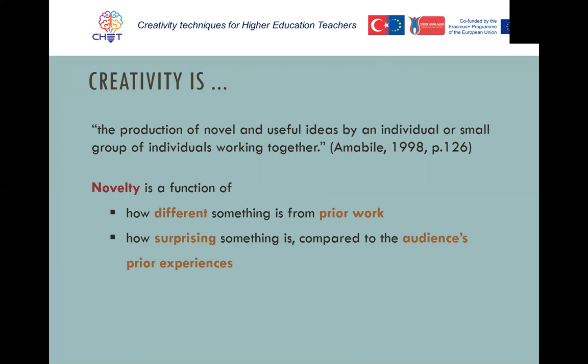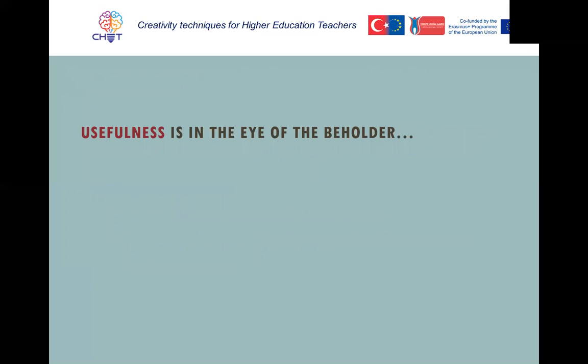Novelty, if we just look at novelty, then we see that novelty is a function of how different something is from prior work, so from what we already know and what is already there, and then also how surprising it is compared to what the audience experienced. That means that if you have different audiences, something might be surprising to one but not to another audience. And that then makes it difficult to figure out whether something is novel or not. But still, novelty is relatively easy, right? So you have to find out, is it something new compared to what is already there, and is it surprising?